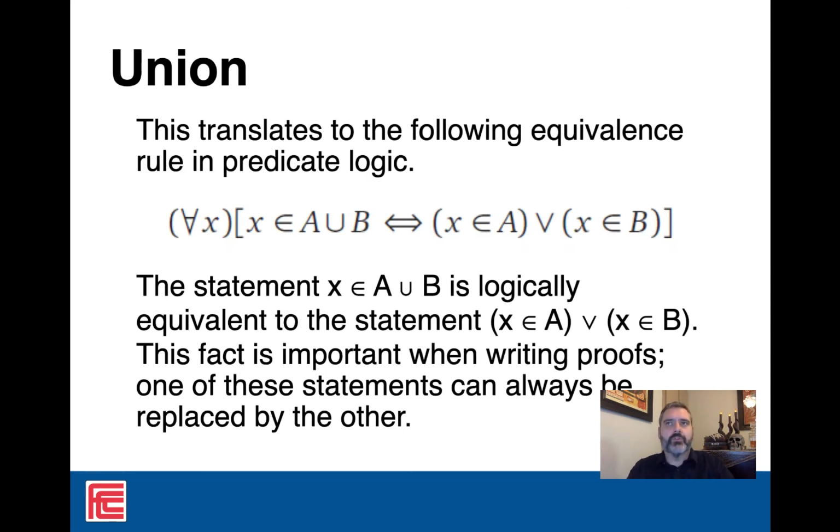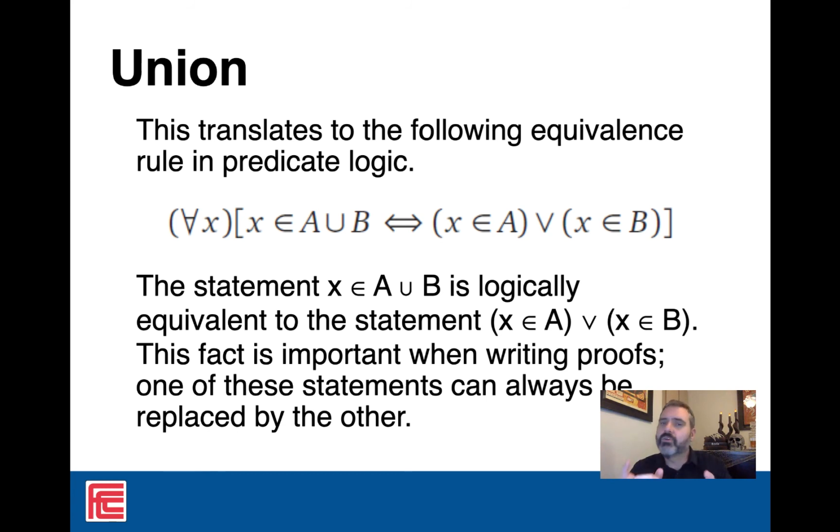So if we were to write this as an equivalence rule, we could say that for all x, x is an element of the union of A and B if and only if x is an element of A or x is an element of B. But notice that implication goes both ways, right? So when I say that, basically I'm saying that these two statements are equivalent.